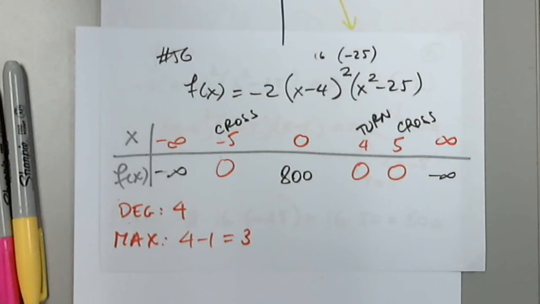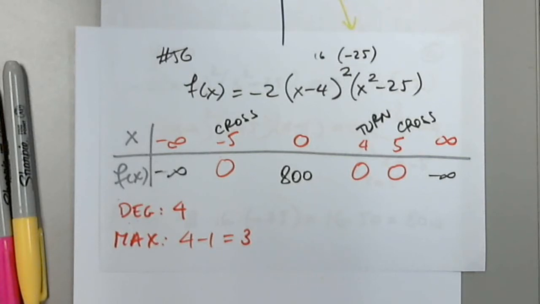Let's do this. From negative infinity, it will cross at negative 5, 0. It will continue somewhere to 0, 800 and cross the y-axis. I don't know where. But it has to come back to the x-axis at 4, 0 because it has a turn there. It has to turn again. Why? Because it comes back at 5, 0 and crosses and goes to negative infinity. Maximum number of turns, 3. You cannot have more.